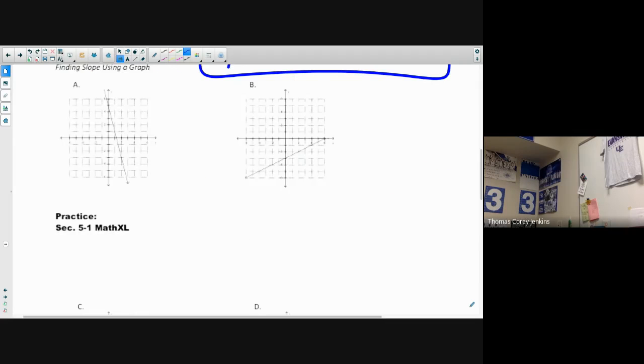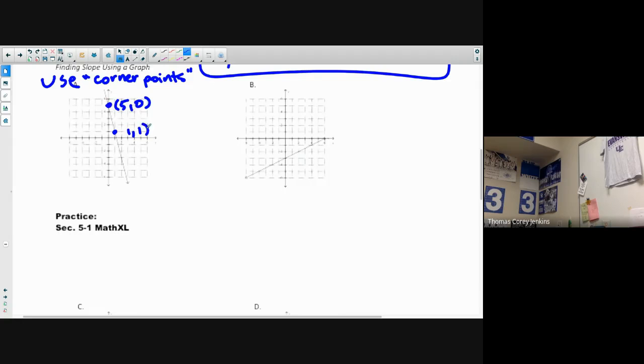All right, so finding slope from a graph. These pictures aren't real pretty, so we'll do our best with them. What you want to find here are what I like to call corner points. Right here looks like a corner point, and that would be 5, 0. And then this might be a corner point, which is 1, 1.